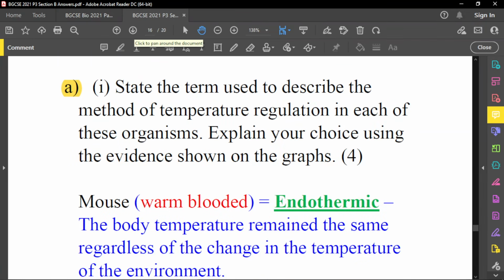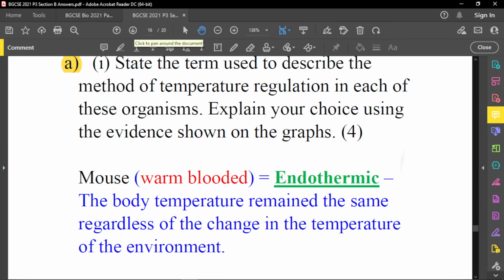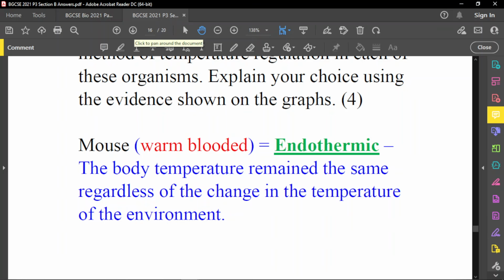For part A, it says, state the term used to describe the method of temperature regulation in each of these organisms. Explain your choice using the evidence shown on the graph. The evidence shown on the graph, I just highlighted, so we don't need to go back. The mouse is one flat line. The snake is an increasing line, upwards towards the right.